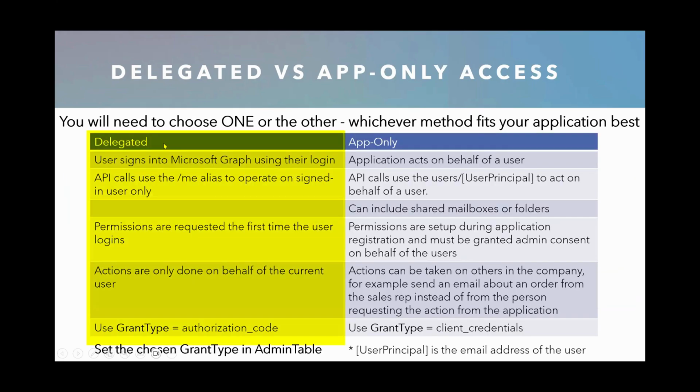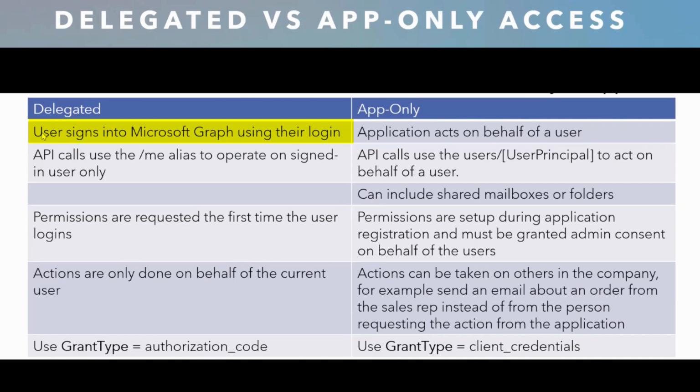So this covers the basic requirements of the delegated, which is the user-based, versus the app-only. The user actually signs into Microsoft Graph using their login. And then the API calls are all using the /me alias to operate on the signed-in user. So if you send an email, the email would come from me, for example, and I would be able to see that email in my sent mailbox.